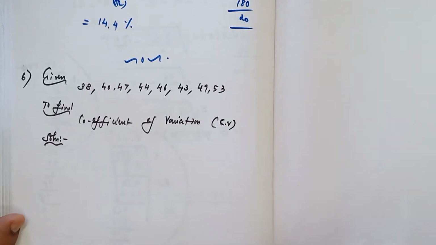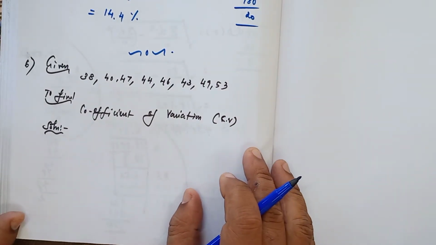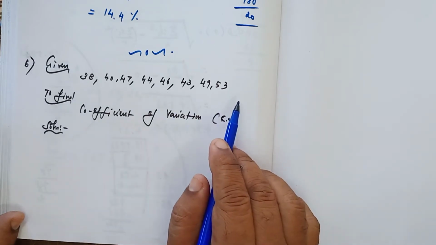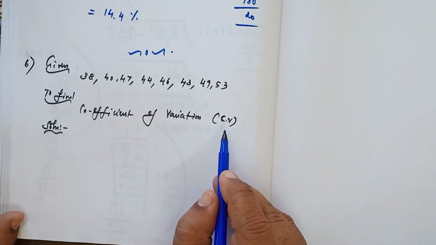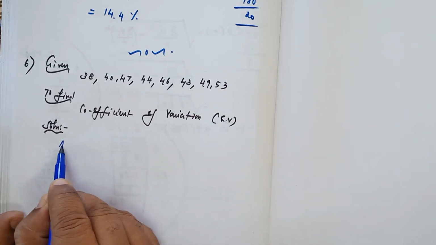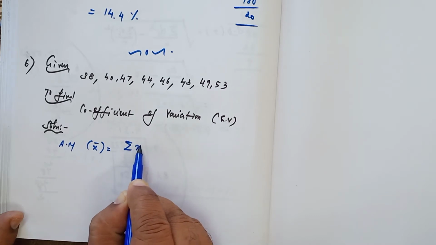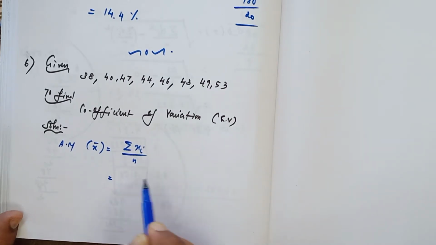This is similar to problem number 5. Given the observations, 8 values are given, and we are asked to find out the CV. For finding CV, you must know the value of the arithmetic mean and standard deviation. First, we can find the arithmetic mean, that is x bar, with the formula sigma xi by n.